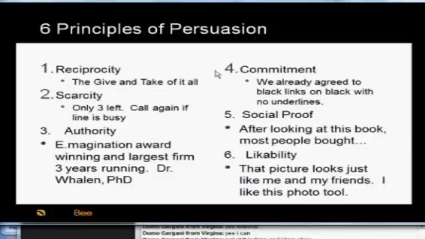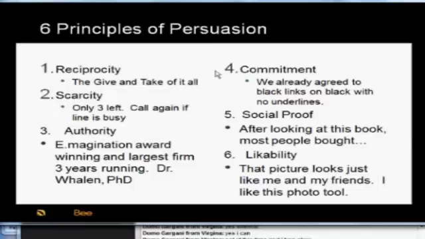Okay, commitment, and when you're building a website with a partner and you say, hey, we already agreed, black links on black with no underlines, you stick to it. And that's sort of a lame example, but we pretty much know what commitment is about. Once you say you're going to do something, do it.